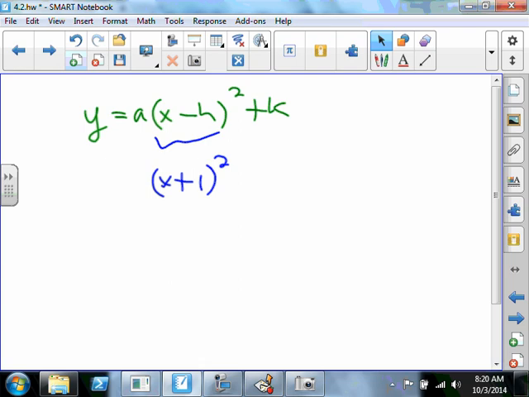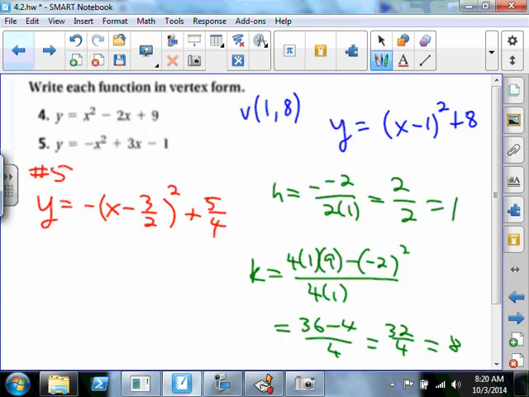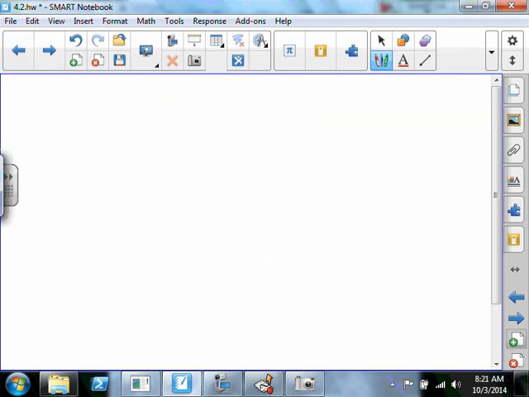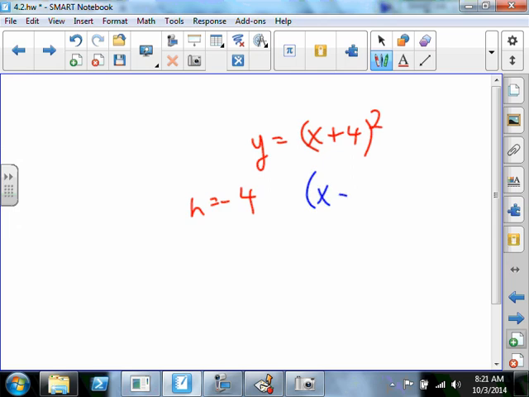If it's a negative in there, what, like in this right here? So in that, well, maybe this will kind of clear some things up. Let me show you this. Suppose we had y equals x plus 4, the quantity squared. There my h is negative 4, because this is really the same thing as x minus negative 4. I don't know if that kind of helps make a little more sense of that.